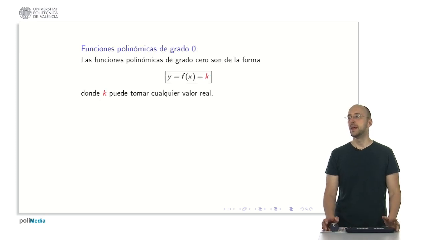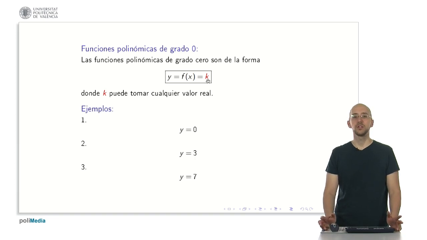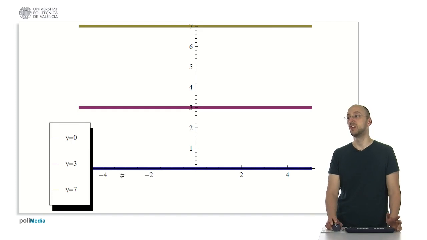Let's see examples of polynomial functions of grade 0. What are they really? In reality, they are constant functions, where k here can take any value. Examples of constant functions: y equal to 0, y equal to 3, y equal to 7, and their graphic representations, as you can see, are simple. They are horizontal lines. Notice that this would be the x-axis and this the y-axis. They are simply horizontal lines.